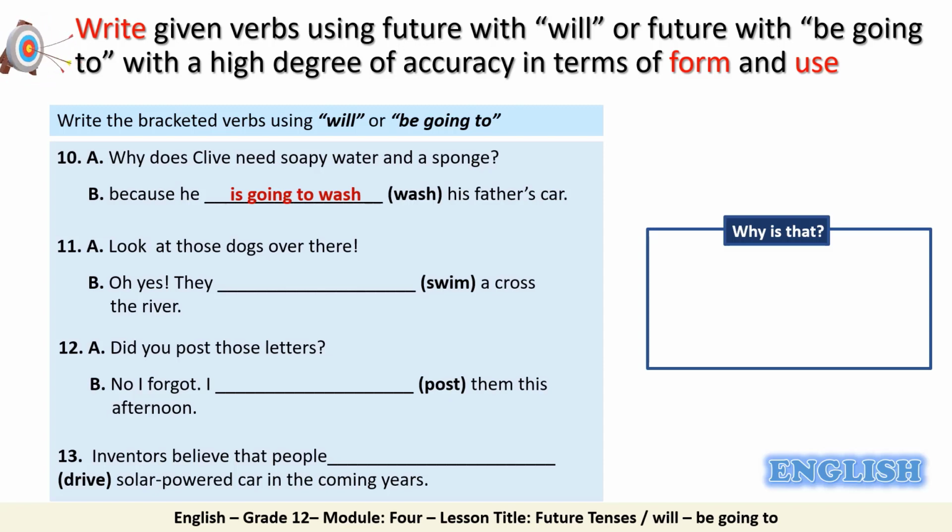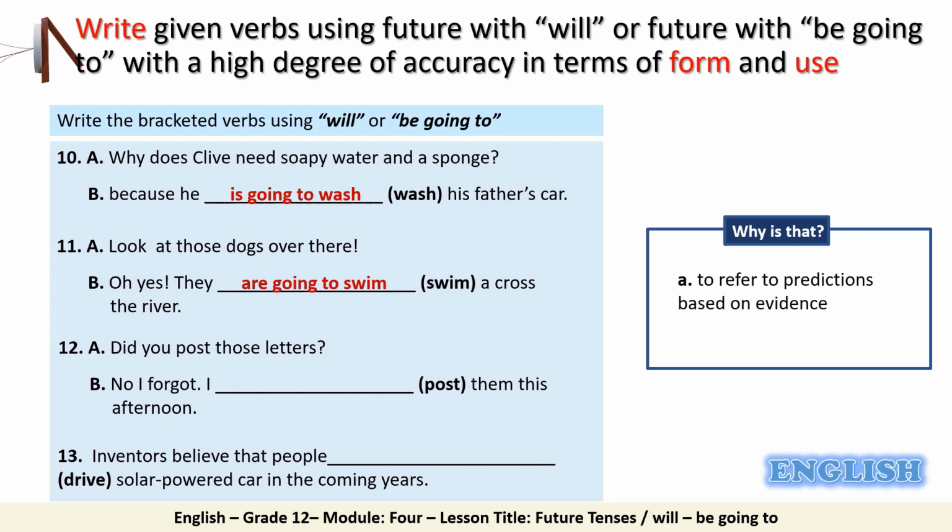Well, why do you think we have chosen this future form? That's true, because Clive's decision to wash the car has already been taken, and that's why he needs the sponge and the soapy water. Then sentence 11. What should we write? Well done, are going to swim. Now, it would be great if you tell me why we use be going to here. Exactly, because the speaker has made a prediction based on evidence that he or she can see in the present.